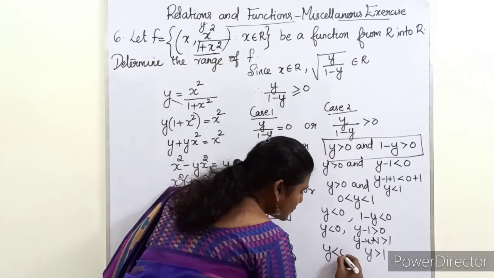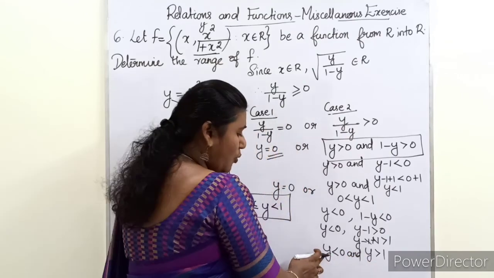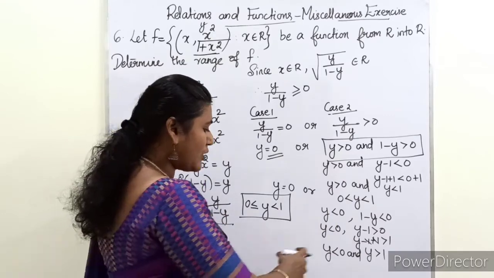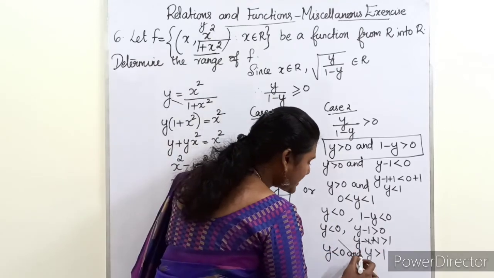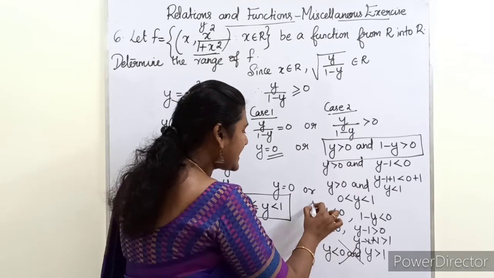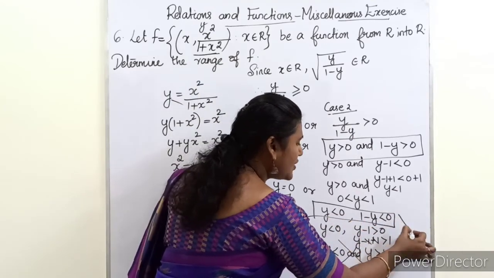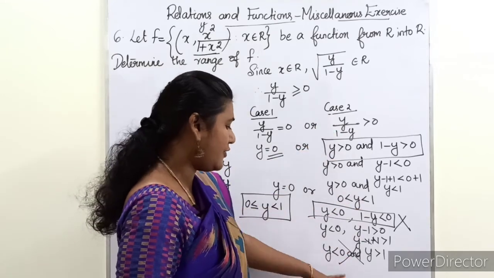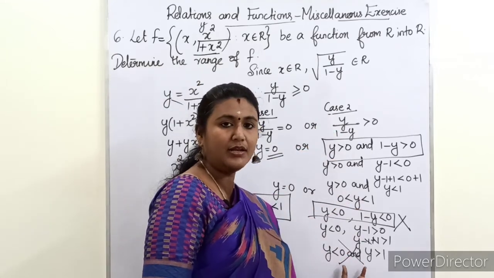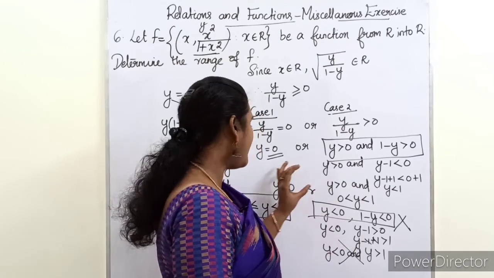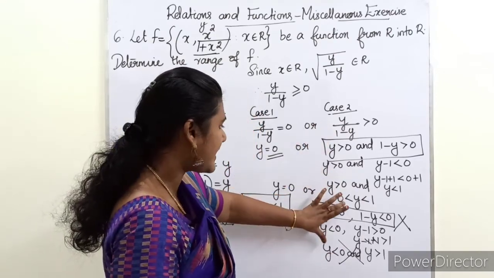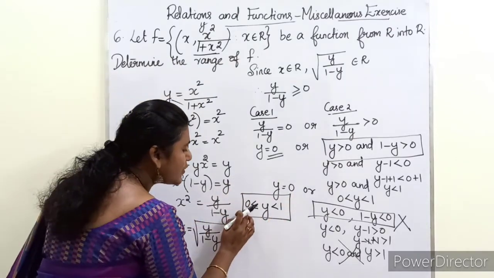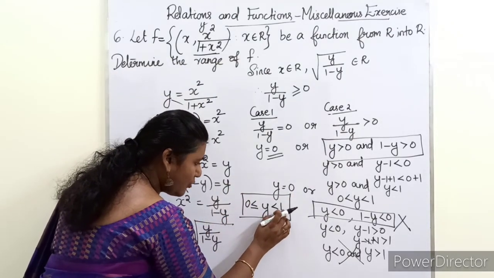So the conditions, what are the conditions we got here? y is less than 0 and y is greater than 1. Is it possible? These two conditions? No, this condition is not possible. That is why the second case we cannot choose. That is both the numerator and denominator cannot be negative, because the condition obtained is not possible. So we will take only the first case alone. So we got the value of y, that is 0 less than or equal to y less than 1.